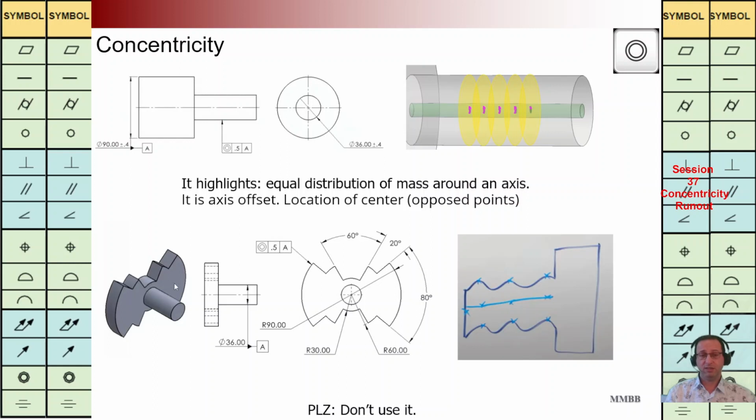As we can see in the second example at bottom, we are going to have this component. In order to see the mass distribution with respect to this axis, let's say A here, we can use this symbol to see the mass distribution. TZ is 0.5 back to A. A is the axis of this cylinder. And we are going to calculate the center point for each opposed points. That center point should be in that TZ, a cylinder with a diameter of 0.5.